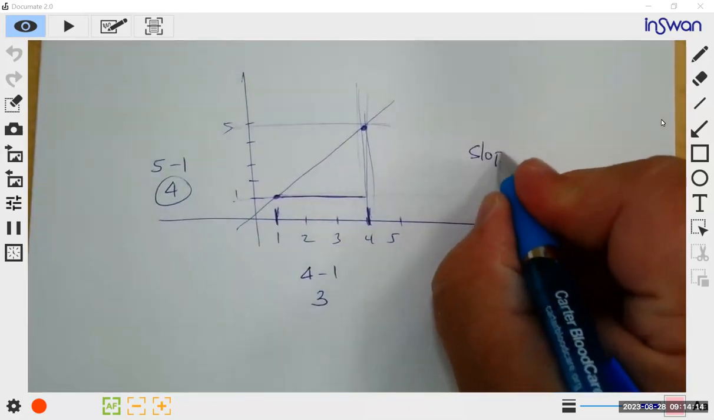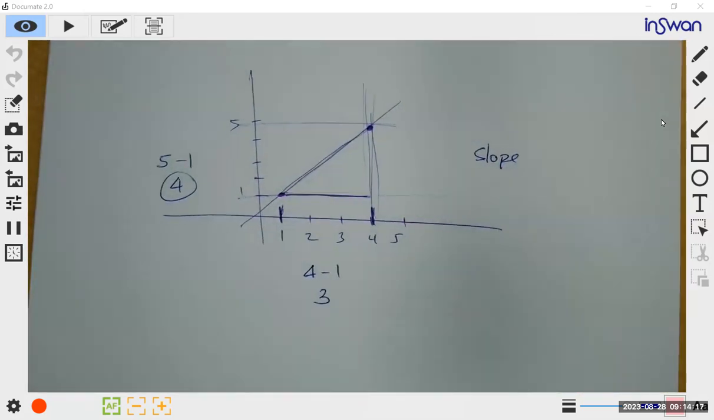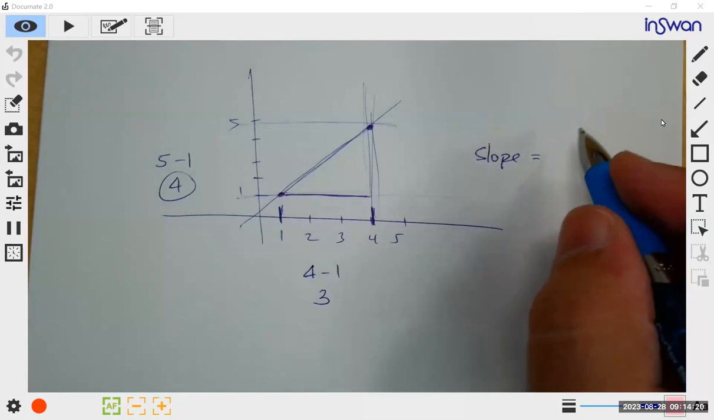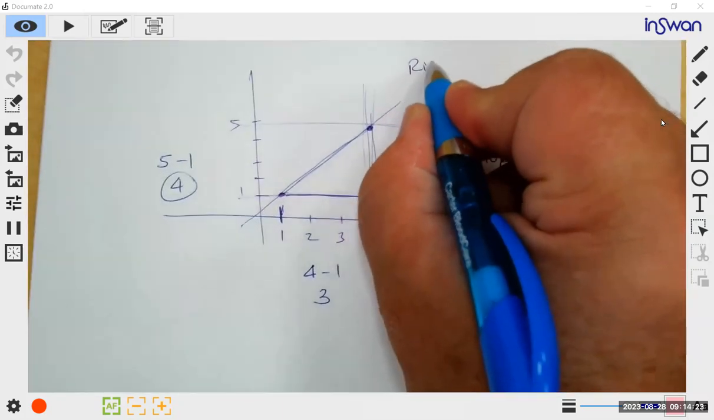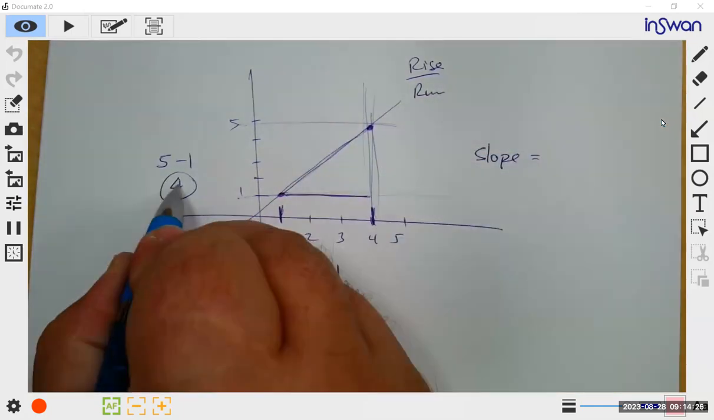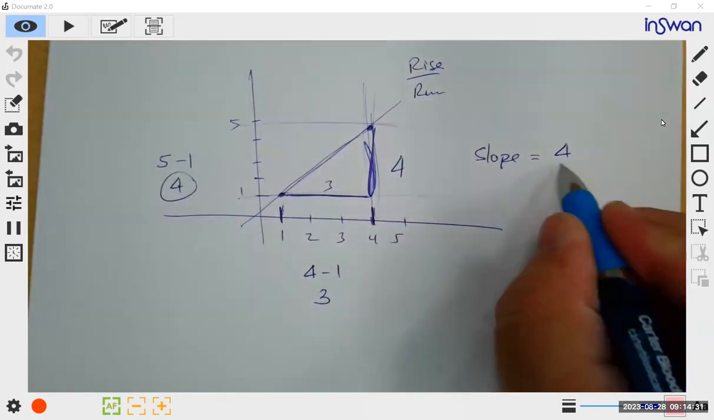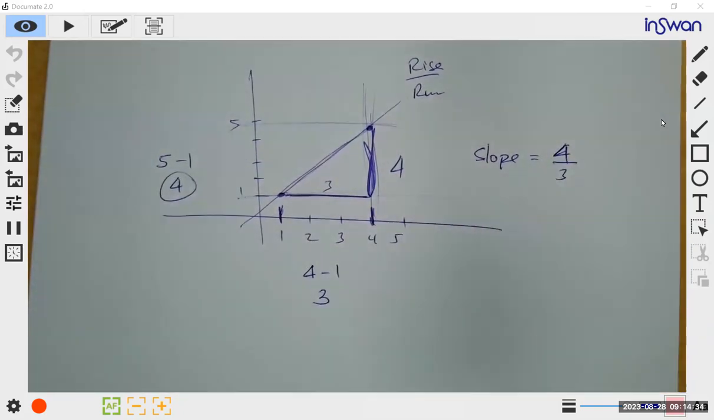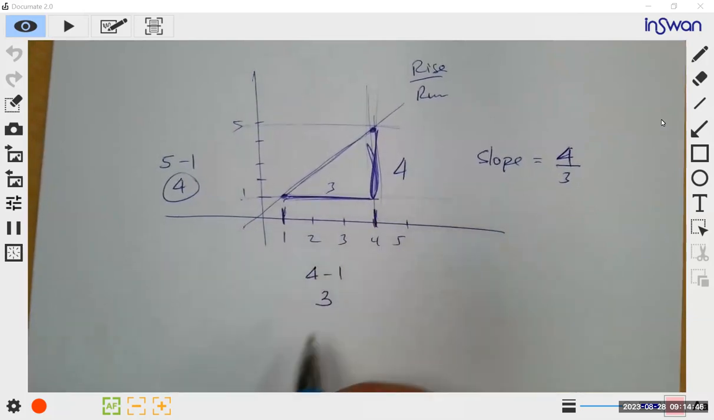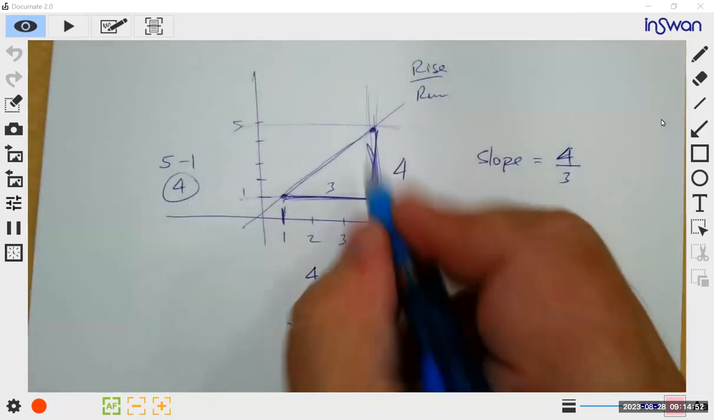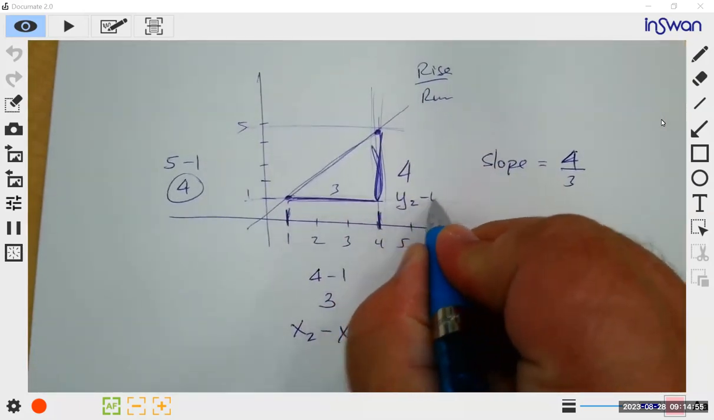So the slope of this line would be what? Remember, slope is rise over run, right? So it's 4. That's the vertical, is 4. And horizontal, 4 over 3. That's the slope. So this part here, no matter what you have, it's always x2 minus x1. What's the formula for the vertical one? Very good.